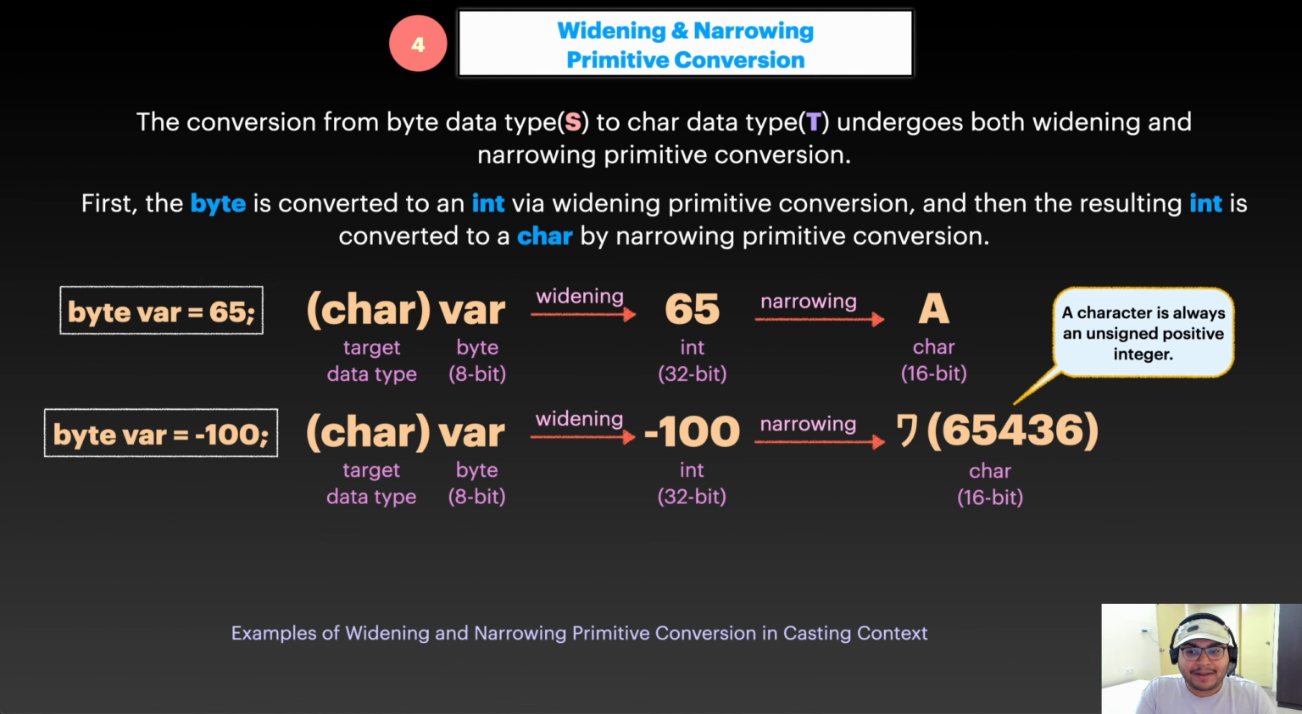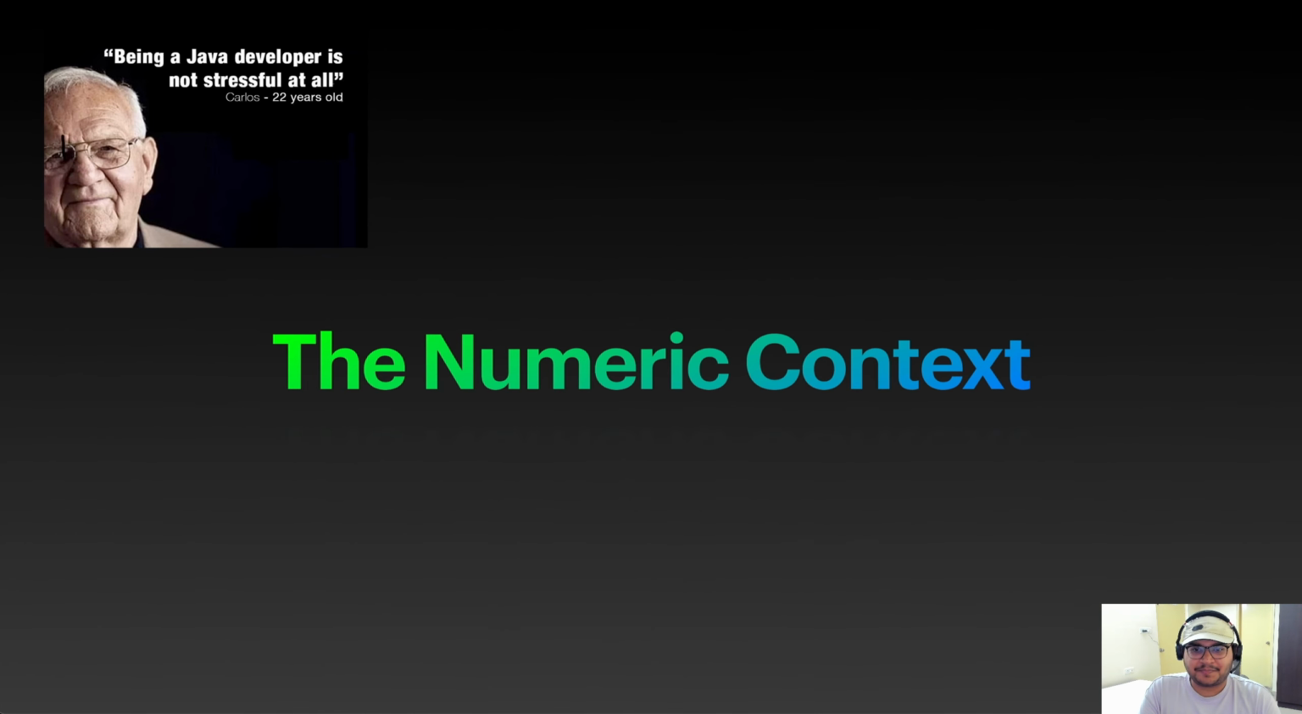So that was all about casting context in Java. We have seen all the different kinds of conversions that are supported in the casting context.